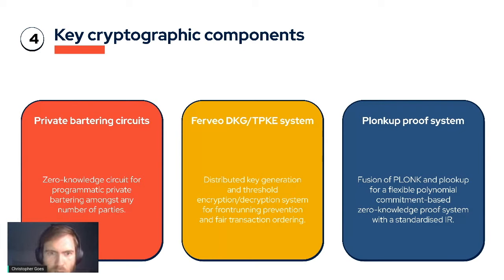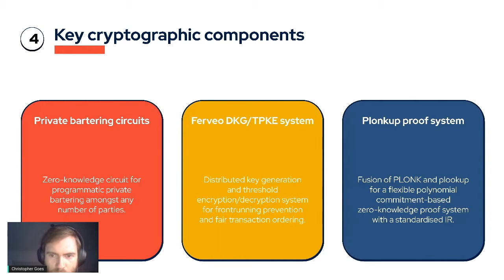The second component I want to talk about briefly is the Fairview system for distributed key generation and threshold encryption and decryption. Many of you may have heard of MEV, or the front-running problem, fair transaction ordering. We think this problem can mostly be solved with cryptography, and when you can solve a problem with cryptography, then you don't need to think about game theory, and I'd rather not think about game theory. So we're trying to solve front-running with cryptography using Fairview.